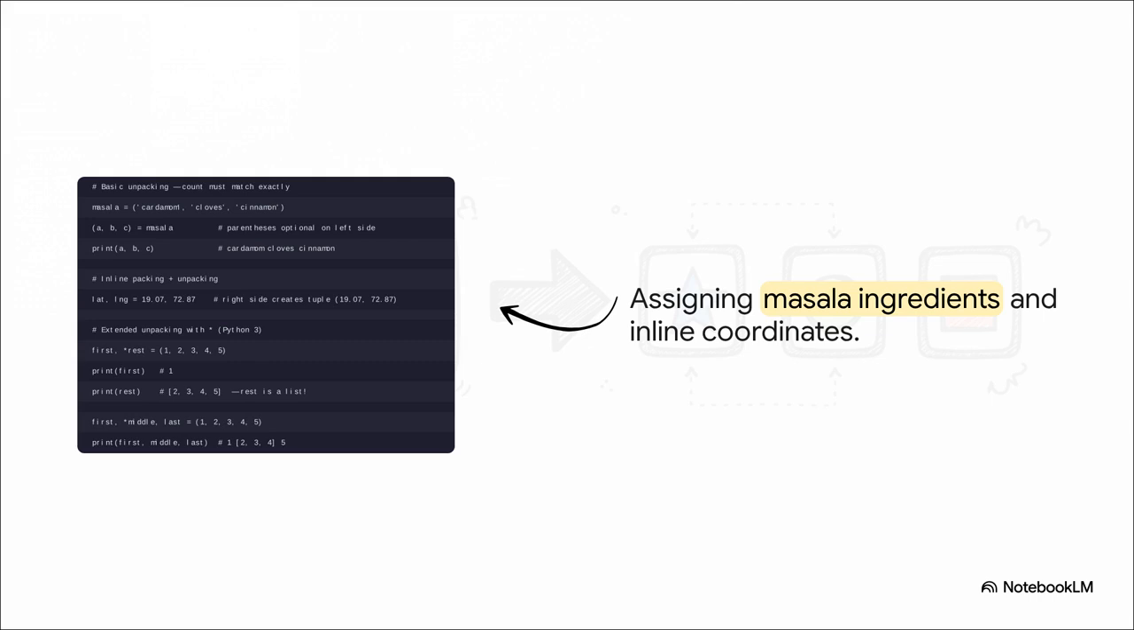The parentheses on the left, they're actually optional. Python perfectly pairs the first item to the first variable, the second to the second, and the whole shebang just works. And this brilliantly illustrates how we can do inline packing and unpacking too, as you can see just below with the latitude and longitude coordinates. The right side implicitly creates the tuple, and the left side instantly unpacks it.